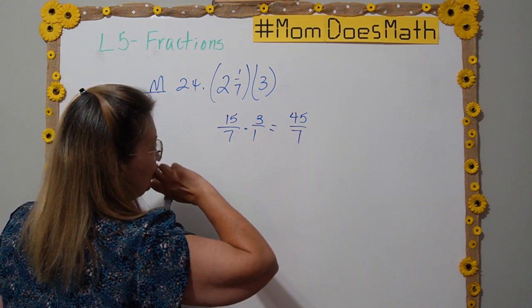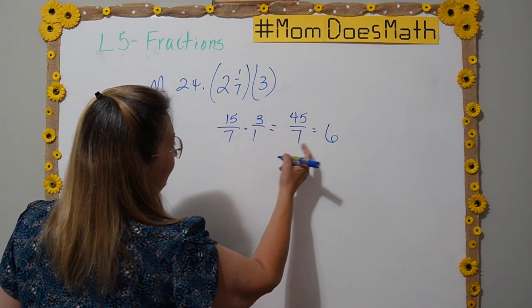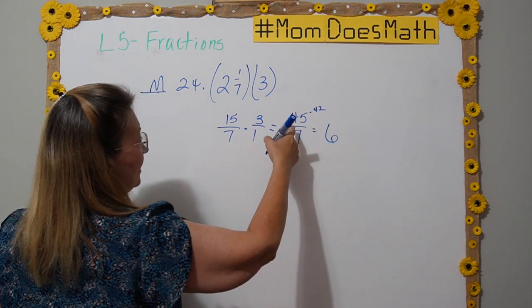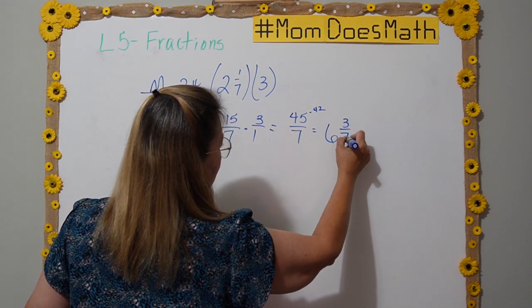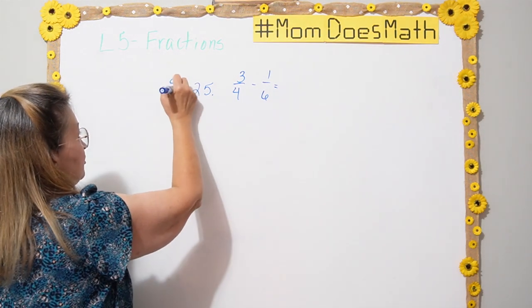7 will go into 45 6 times. So that's going to be 6. Now what is 6 times 7? It's 42. So I got to subtract that from the numerator. 45 minus 42 is 3/7.